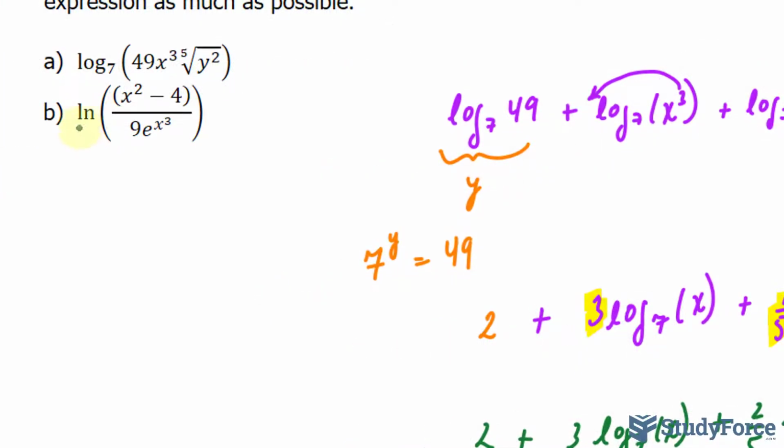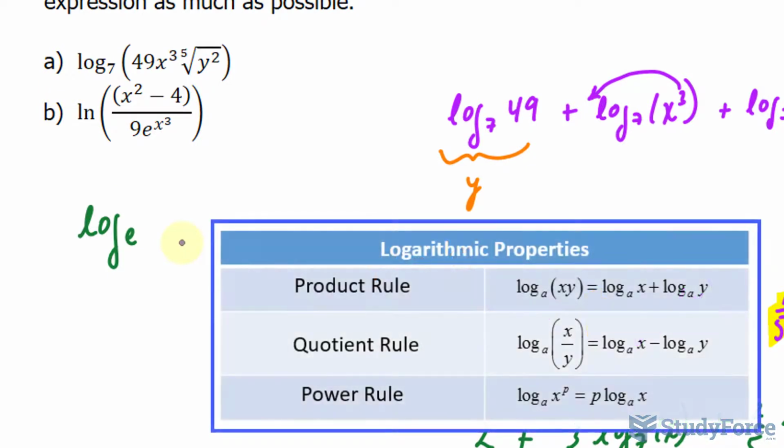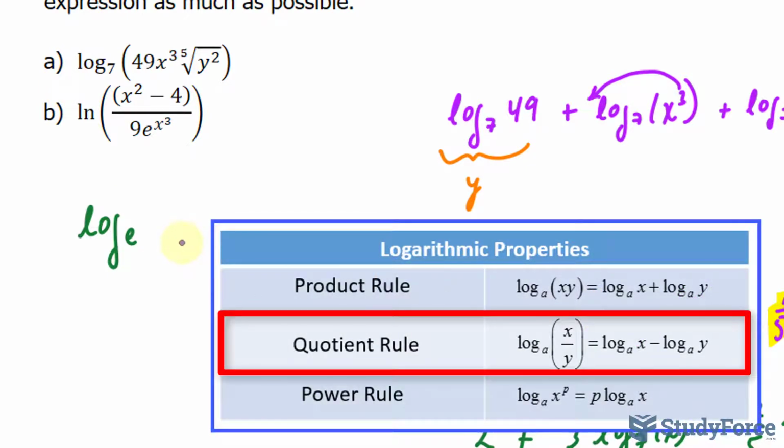For question B, we have ln of the expression found here. Remember, ln is the same thing as log of base e. It's just a different symbol that we use. So the same logarithm laws apply to B as they did to A. One of the laws that we didn't use in A but we are using in B is that since this is a quotient, you can actually break this expression down as a difference of two lns.